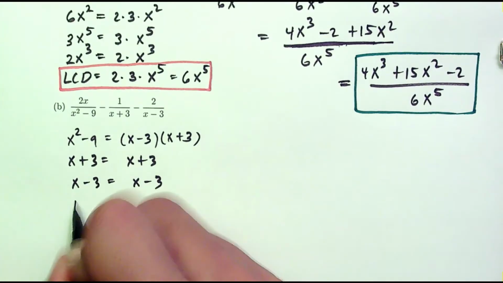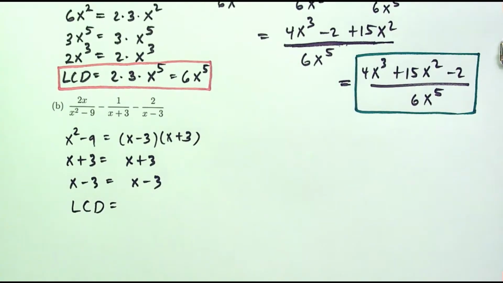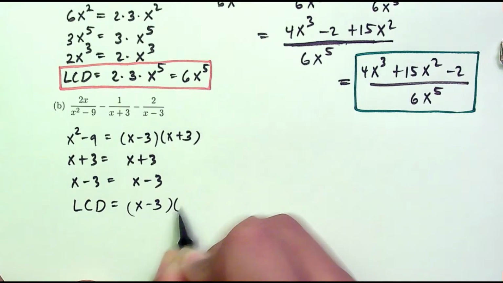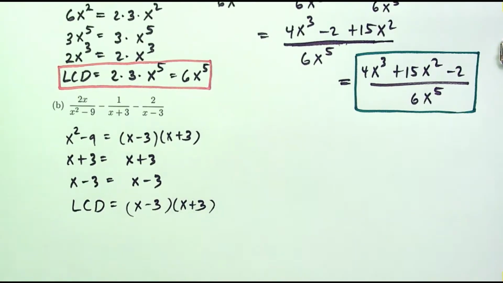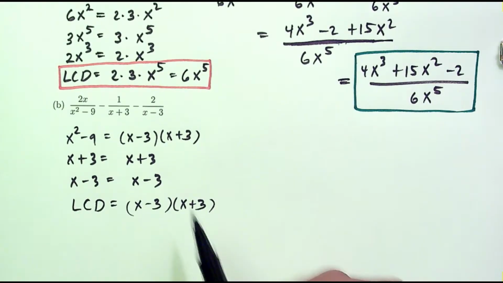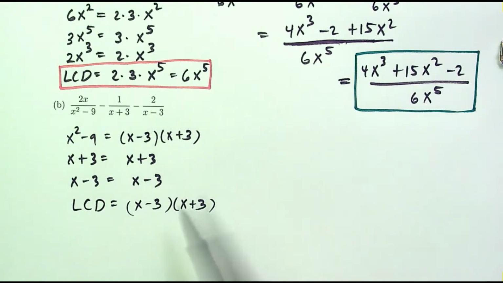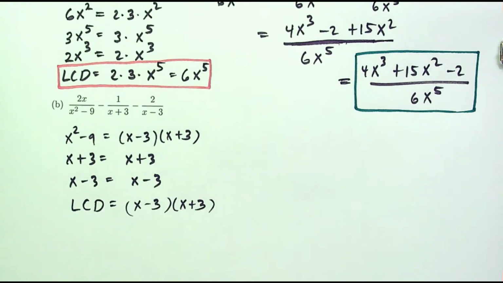Now for the LCD, you're going to write down each of the different factors without any exponents. So I see an x minus 3 and I see an x plus 3. And then you have to go back and choose, for each of these factors, the biggest exponent that you see. But there's not really any exponents here, so that means we're done. There's no exponent other than a visible one for each of these. So that's it. The LCD is going to be this.